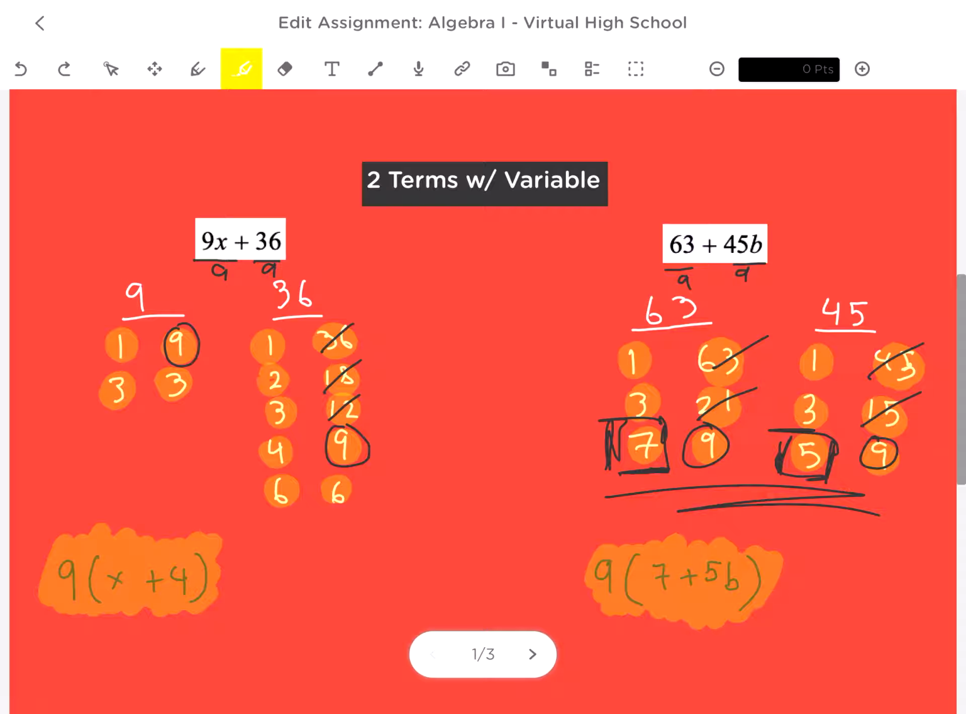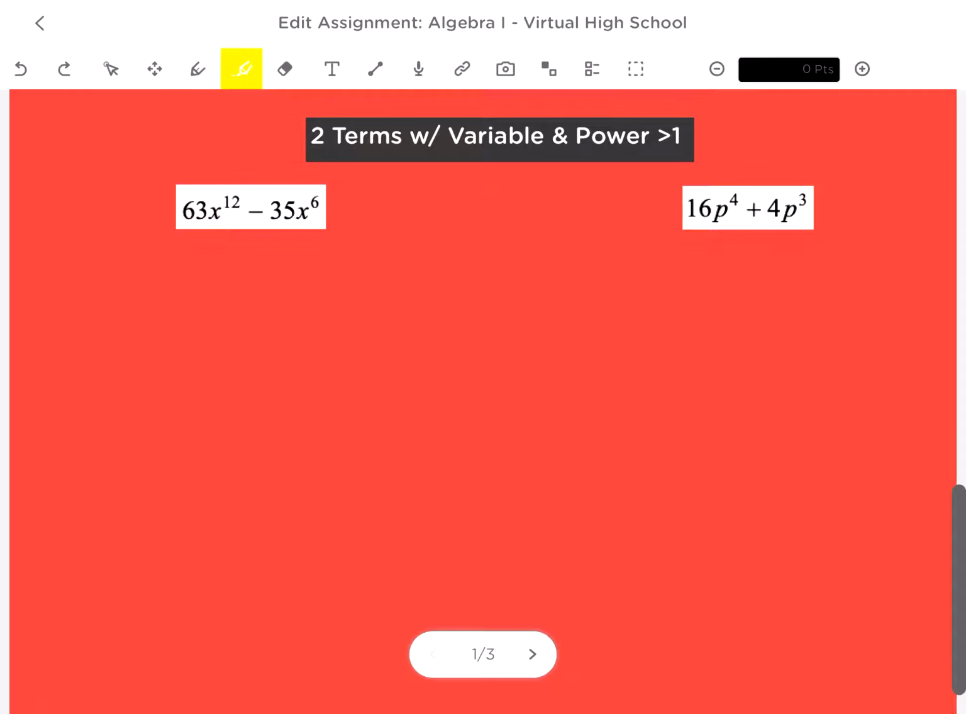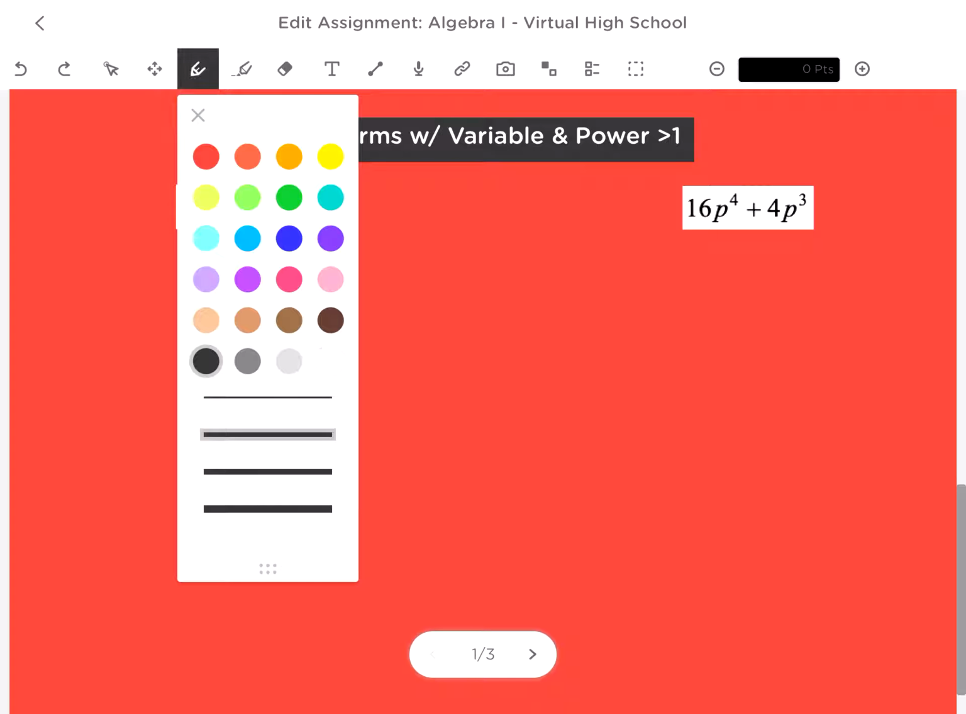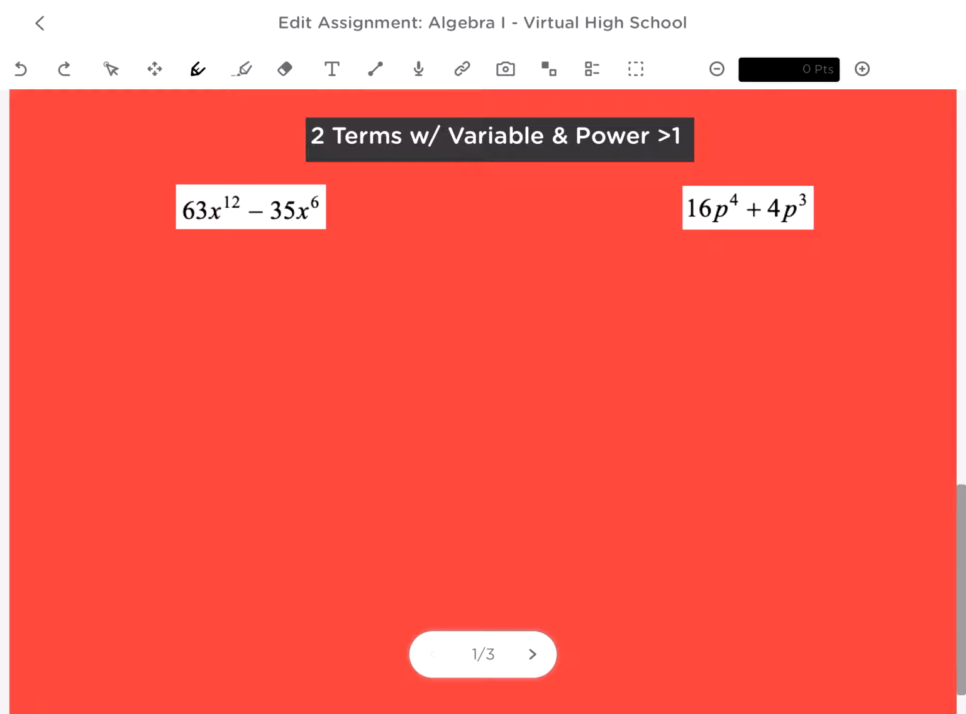All right, next one. So this step is basically the same thing as what we just did. The only difference is the variables are a little bit bigger, and so we're going to have to consider that a little bit when we're doing this. So the greatest common factor between 63 and 35.